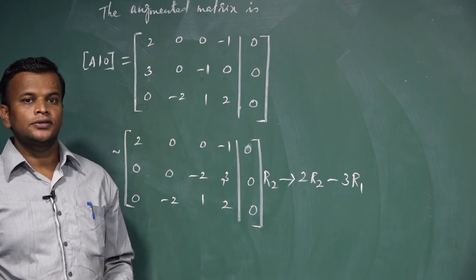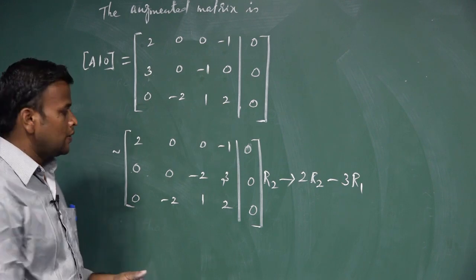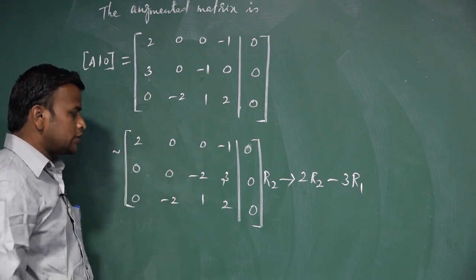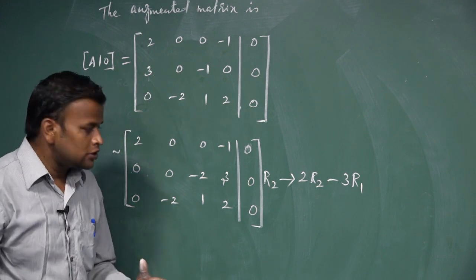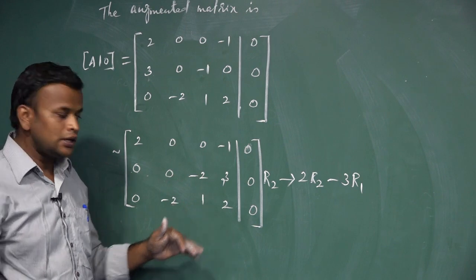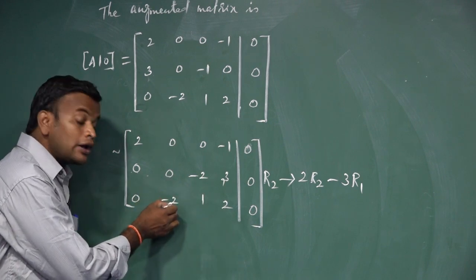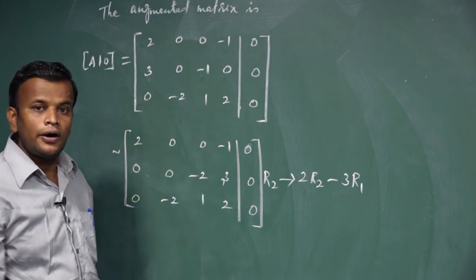So what is the way? You don't see the first row, because when we interchange, the number 2 is occur. You have any idea? Just we interchange these two rows, R2 and R3. The 0 element automatically come here. So the next step, we interchange R2 and R3.